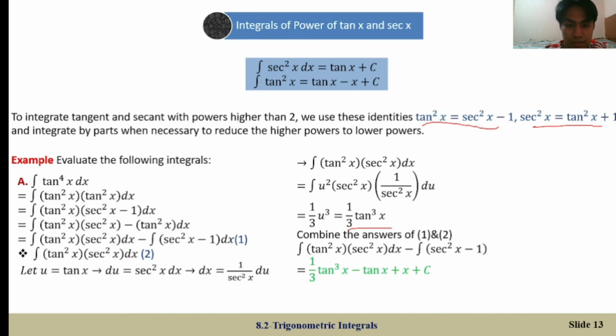Just combine the answers from your first and second integration. You'll be able to get your answer, which is 1/3 tangent cubed x minus tangent x plus constant C.